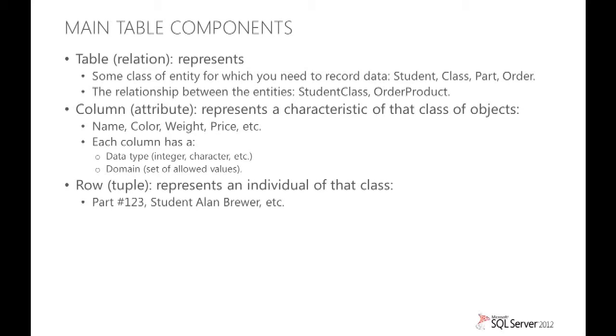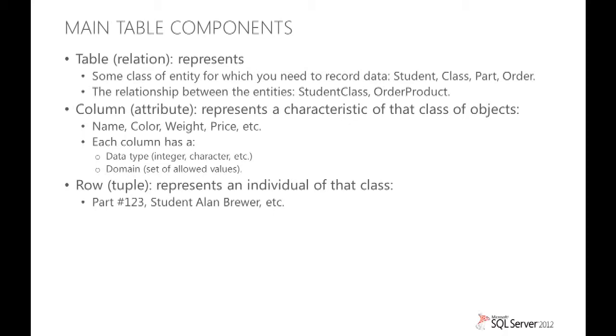So if I've got an order entry subsystem and I've got an order table and I've got a product table, in between I'll have an order product table, which is where I specify which specific products were requested on each individual order.